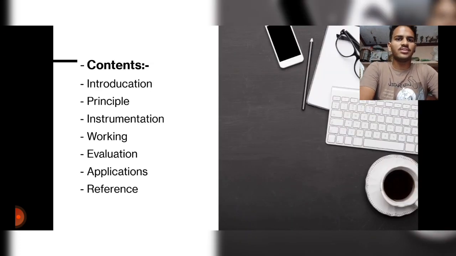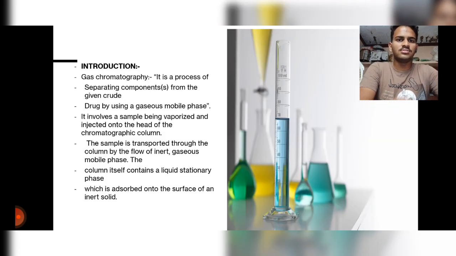Contents of gas chromatography: introduction, principle, instrumentation, working, evaluation, application, reference. Introduction: gas chromatography is a process of separating components from the given crude drug by using a gaseous mobile phase. It involves a sample being vaporized and injected onto the head of the chromatographic column. The sample is transported to the column by the flow of inert gaseous mobile phase. The column itself contains a liquid stationary phase which is absorbed on the surface of an inert solid.